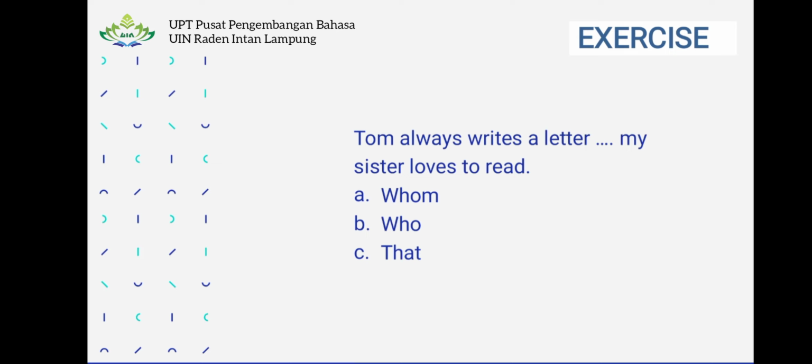Tom is the subject of the independent clause, or we can say it is the first clause. Selanjutnya, always adalah adverb dari verb writes, while a letter is the object in this clause. Then there is a blank space that will be filled up by a connector from the options. Since what we are going to find out is only the connector, and the connector depends on the noun that is explained, maka yang perlu diperhatikan adalah noun atau kata benda yang dijelaskan oleh adjective clause tersebut.